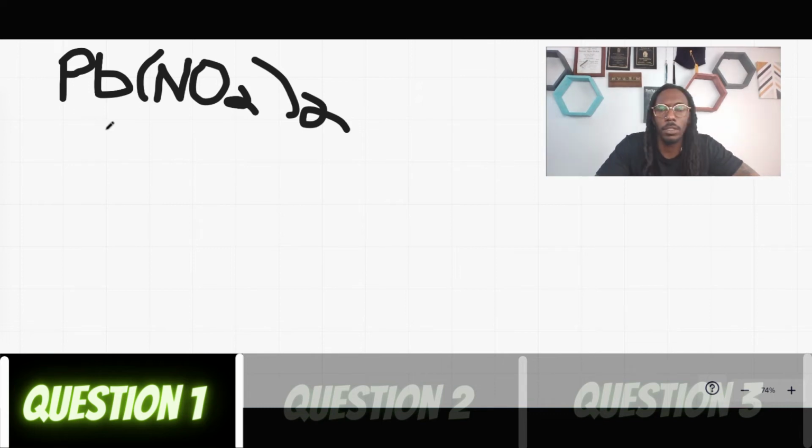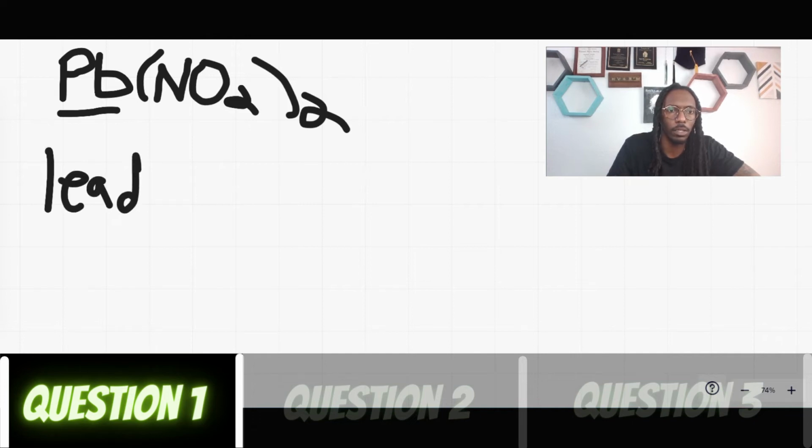So, a couple different things we have to notice here. Pb, what's Pb? Pb is a transition metal. In this case, it's actually lead. So this is lead. Looks like lead, but it's lead.